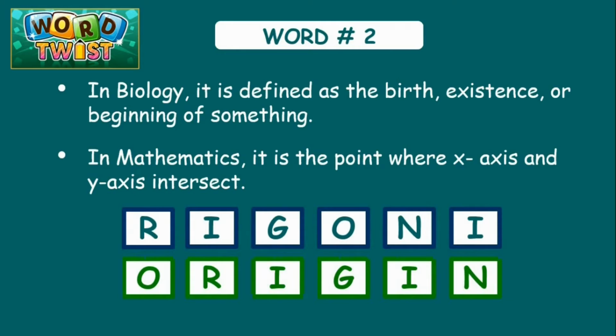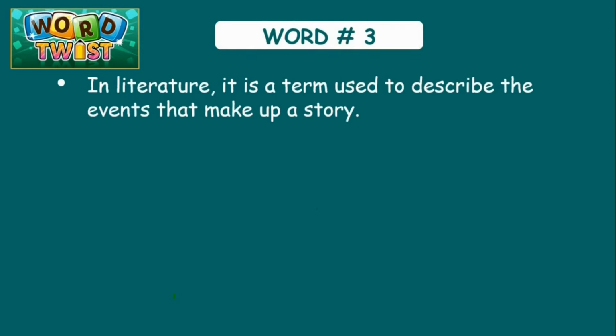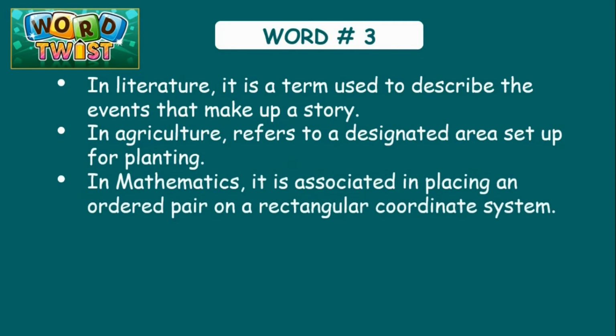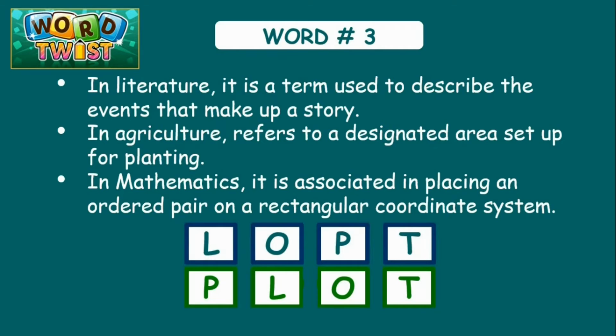Let us now proceed with the last word. In literature, it is a term used to describe the events that make up a story. In agriculture, it refers to a designated area set up for planting. And in mathematics, it is associated in placing an ordered pair on a rectangular coordinate system. Here's the word. The correct answer is lot.